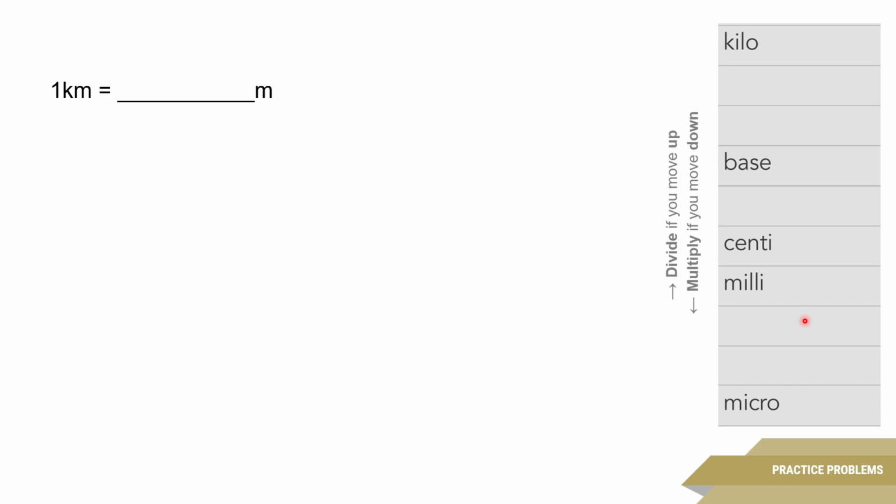So when using this chart, we'll divide by a power of 10 when you move upward, and we will multiply by a power of 10 when you move downward. Let me show you what I mean. So for this first problem, we have 1 km. Now k is kilo and m is meter, so that means we have 1 kilometer. And we are looking to convert that to meters. So let me grab my pen. This is going to look hideous, but hopefully still legible.